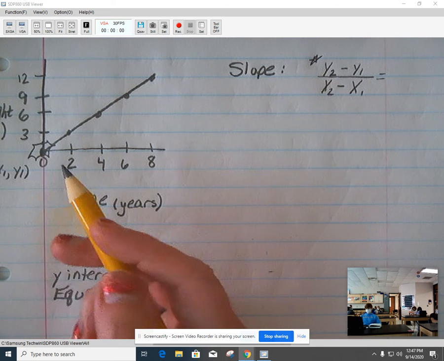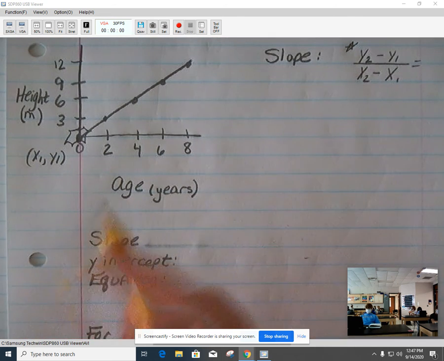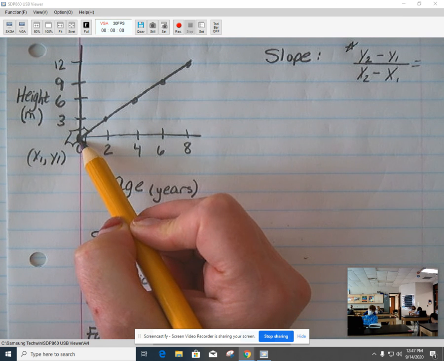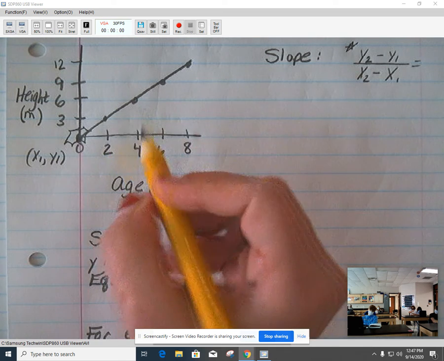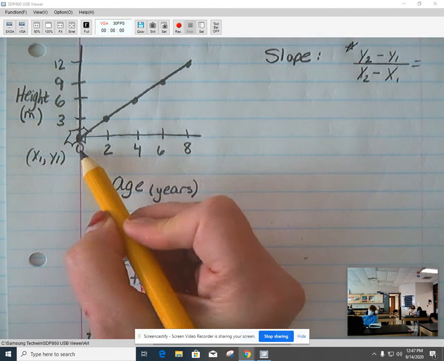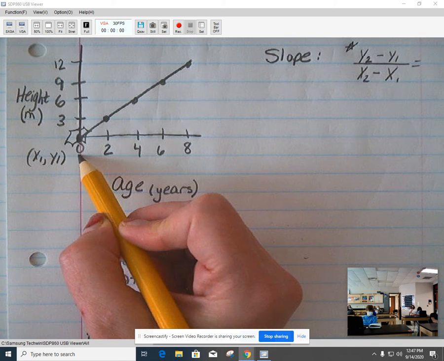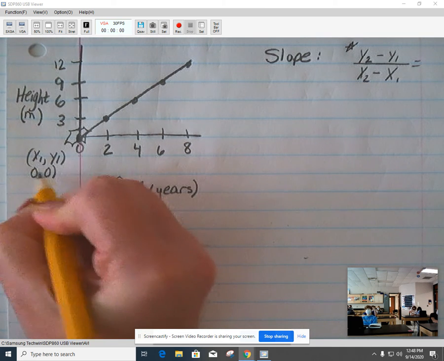Lindsay, what numbers go with x1, y1? You guys are going to find that "I don't know" doesn't work in here. Give me a best guess. Okay, where is this data point? Look at the graph. At 0. So your x1, y1 are zeros.